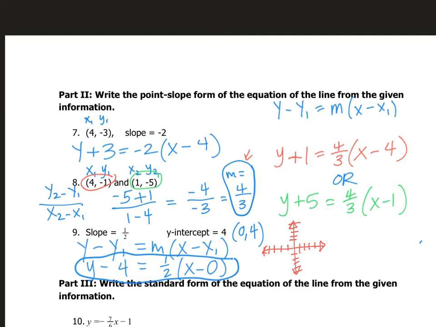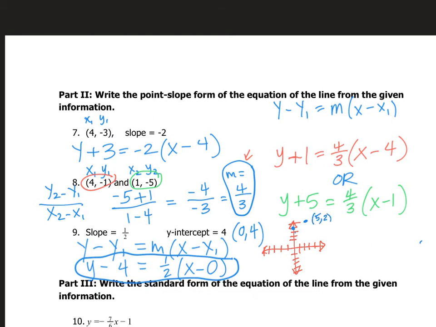All right, so in blue, you're going to see my y-intercept, (0, 4), right there. And then if my slope is 1/2, then I'm going to go up 1 and then over 2, 1, 2. So that means that there's another point at (5, 2).